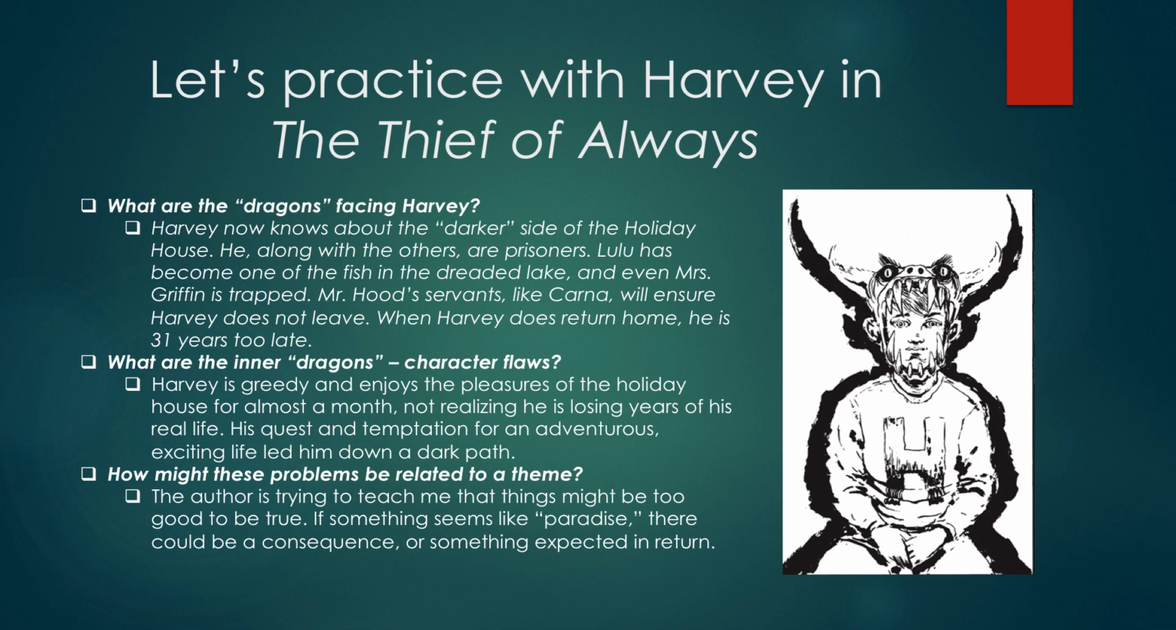It's 31 years after the time that he has disappeared. His parents are an old man and an old woman now, and everything has changed. Let's think about Harvey's inner dragons. What are his character flaws?